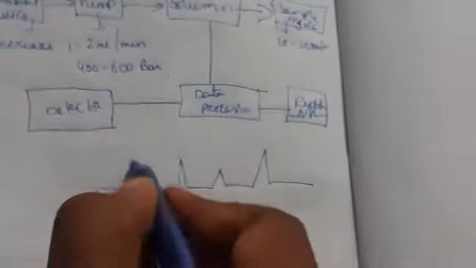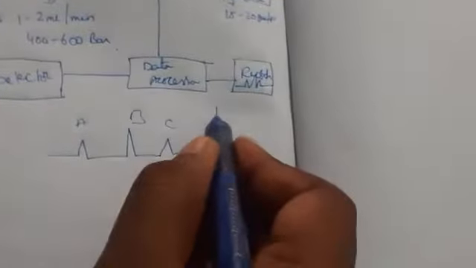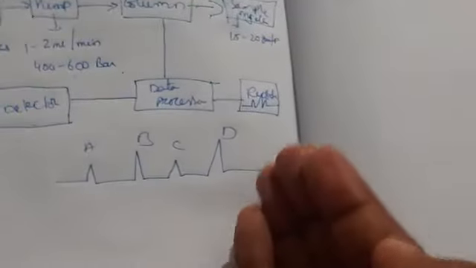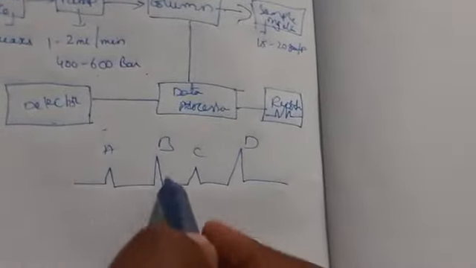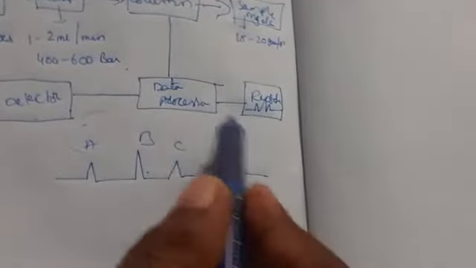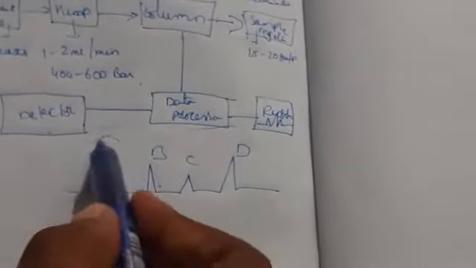If in your sample you have components A, B, C, D, whenever it starts separating into individual components, it will pass to the data processor. Then based upon their values, it is going to give peaks, and you can determine the concentration of the solution. So we can determine A, B, C, D. Whatever peak it is giving, it is D. The peak is going to look like this.